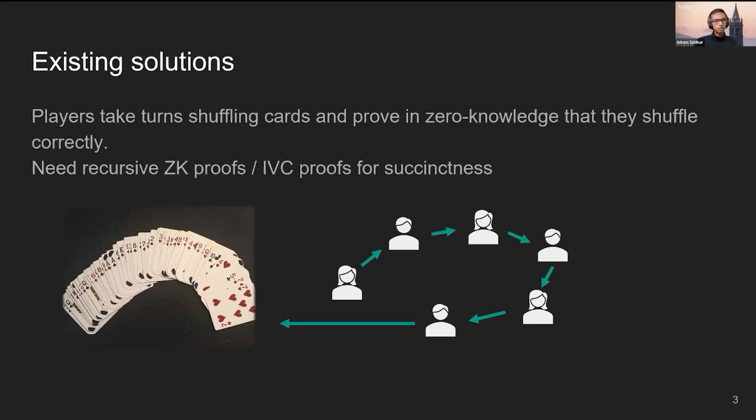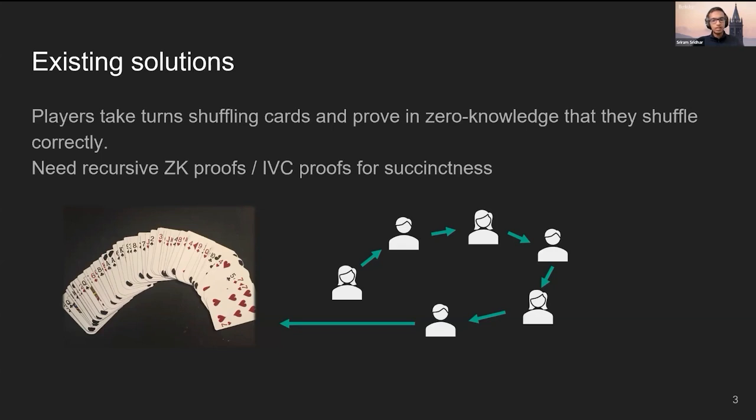So one possible solution that is currently implemented is players take turns shuffling cards when they arrive. When the players decide to start a game, each player shuffles a deck, proves that they've generated it correctly, and passes it on. Of course, these are done over encrypted cards, so the players do not actually leak the shuffle. And this is a protocol that works, and it only requires one of the players to be honest to ensure that the final shuffle is random.